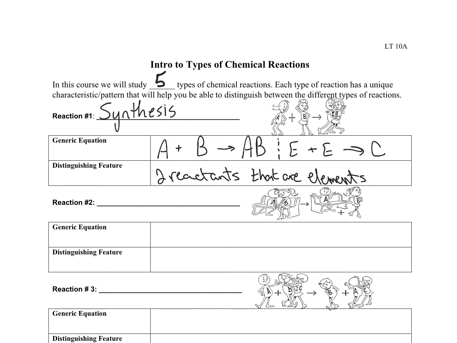You're going to notice as we go through this lecture that the distinguishing feature we're going to talk about every single time has to deal with the reactants. So here you could recognize that it's a synthesis reaction because you start with 2 elements.